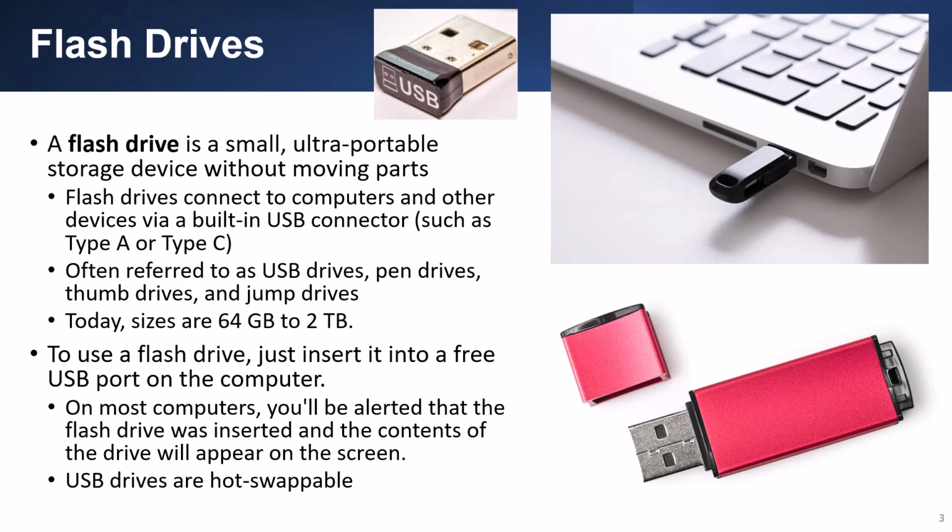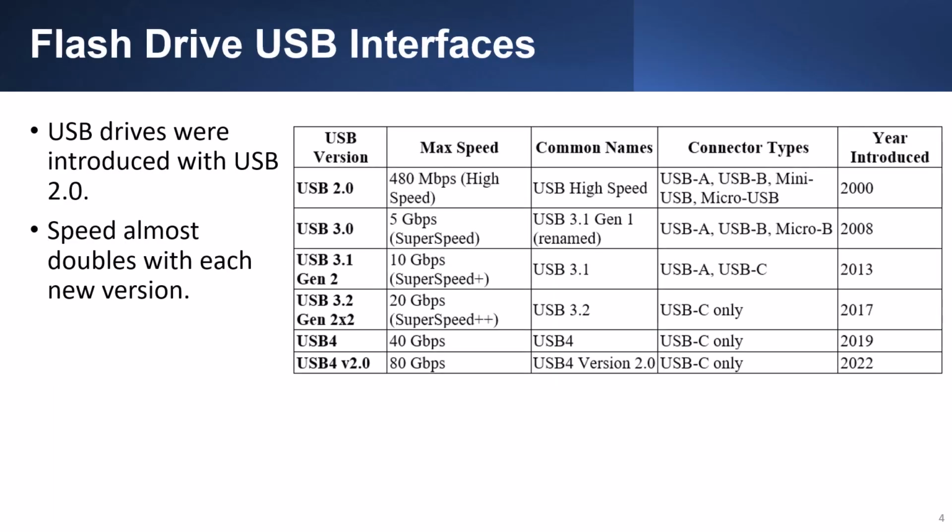To use a flash drive, just insert it into a free USB port on the computer. On most computers, you'll be alerted that the flash drive was inserted and the contents of the drive will appear on the screen. USB drives are hot swappable. USB drives were introduced with USB 2.0, so they are not available to the first generation USB ports. As you can see in the table, speed almost doubles with each new version.